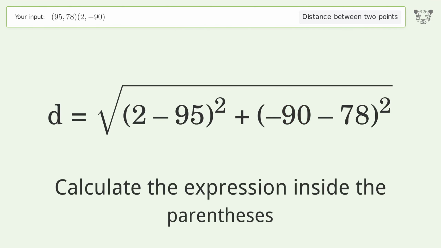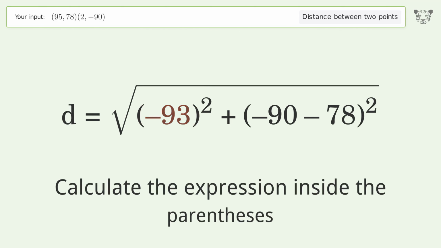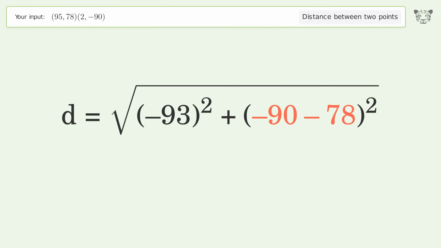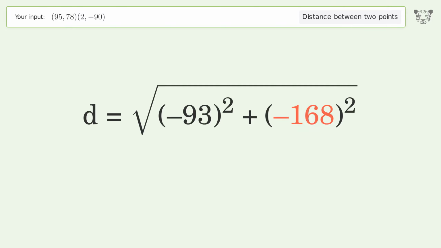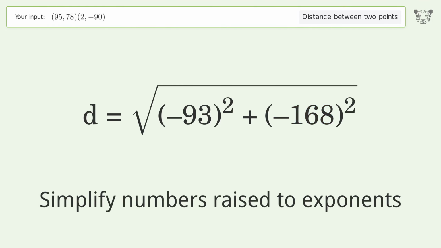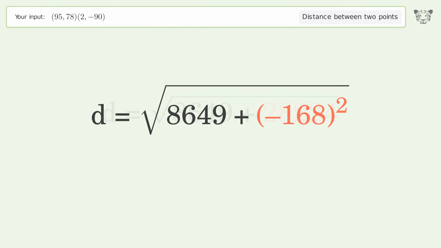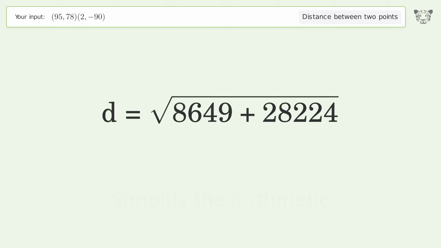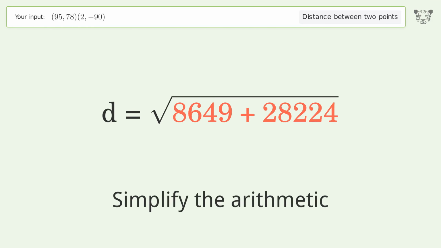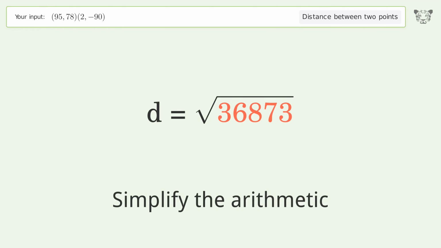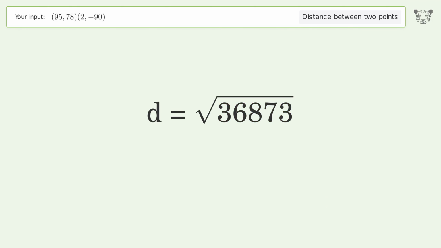Calculate the expression inside the parentheses. Simplify numbers raised to exponents. Simplify the arithmetic. And so the distance between the 2 points is the square root of 36,873 or 192.023.